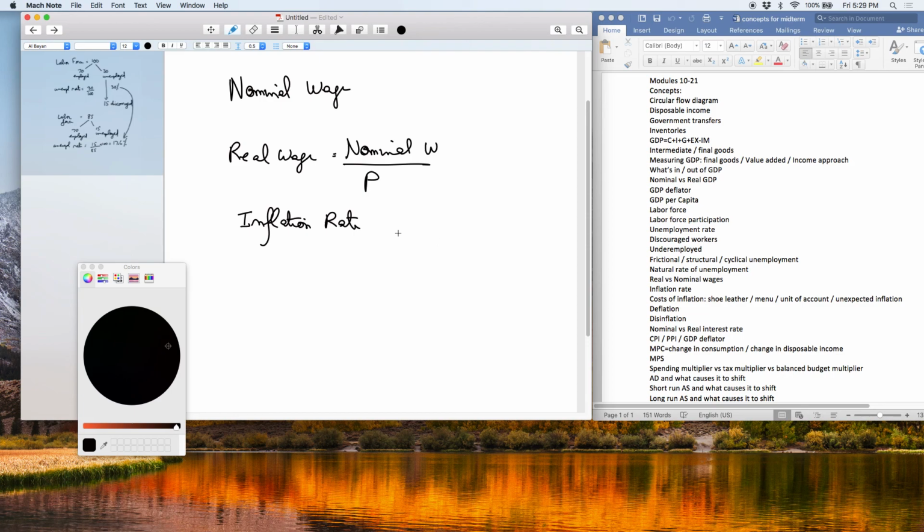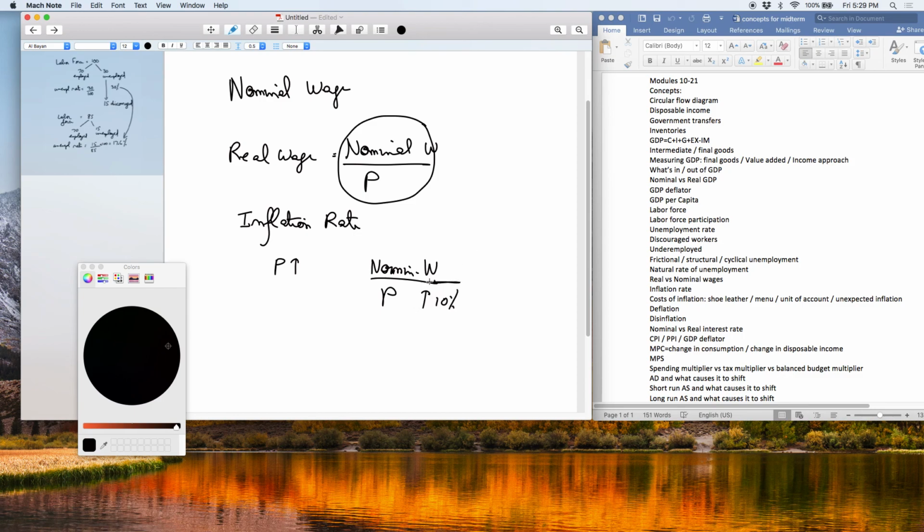And then the bigger issue is unexpected inflation. Okay? Why? Because what happens when there's inflation is that the price level is increasing. Okay? Now, people care about their real wages more than their nominal wages, right? So let's say the prices go up by 10%.